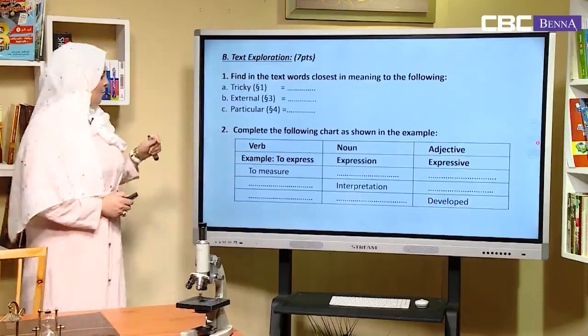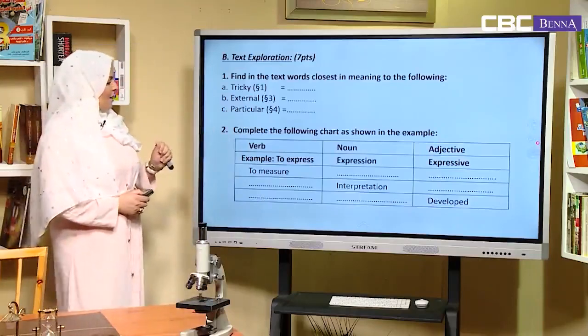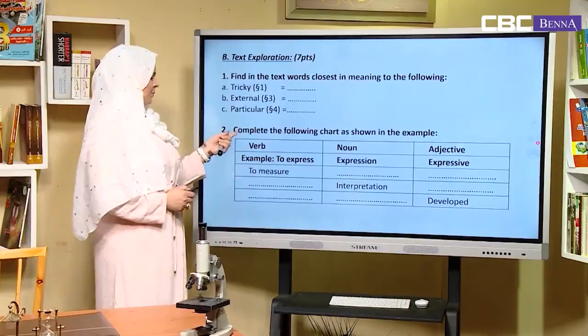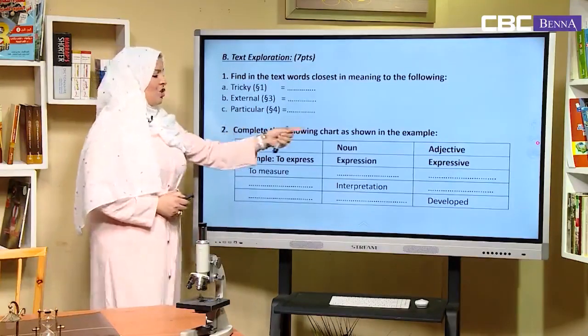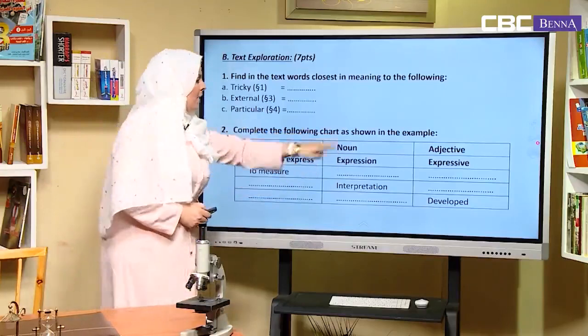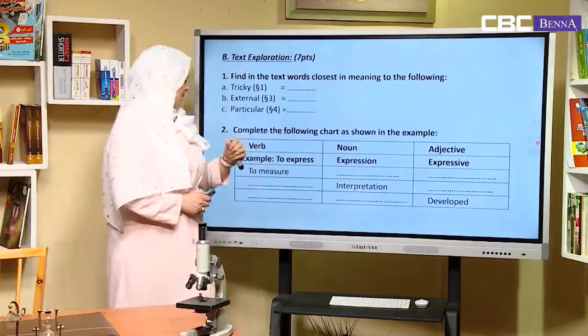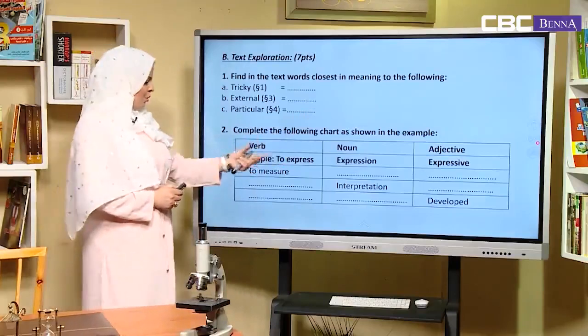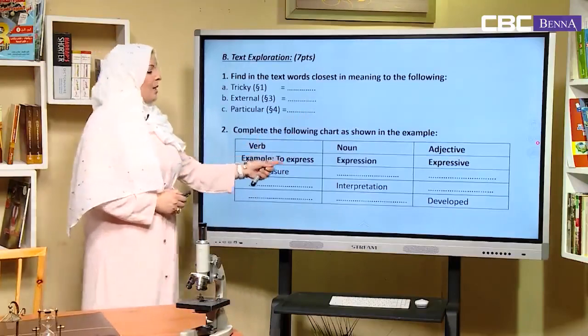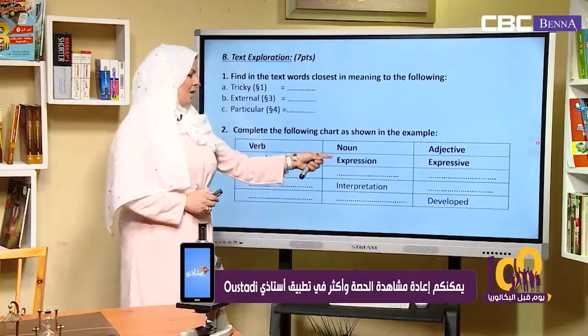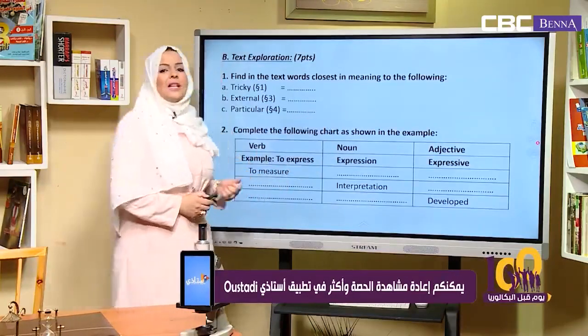This is concerning the first. The second activity, it is related to morphology. Complete the following chart, it means the table here, as shown in the example. You have verbs, nouns, adjectives. Here I give you an example to follow. You have "to express" is the verb. Noun, you say "expression". Adjective is "expressive".